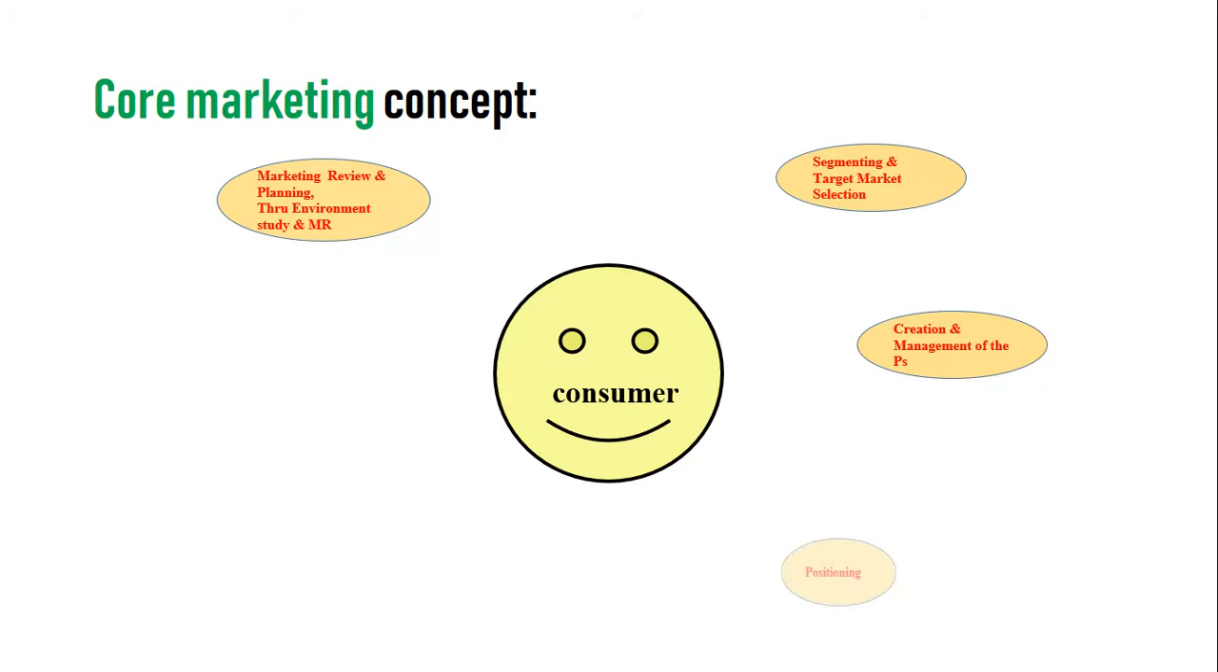So now we'll be talking about positioning. We need to position our product in the consumer's mind, so that they know this is the product and this is how it will help them. After that we manage the sales, that is the sales and distribution management. After that we will do the loyalty program.